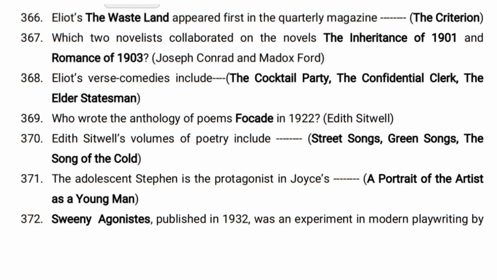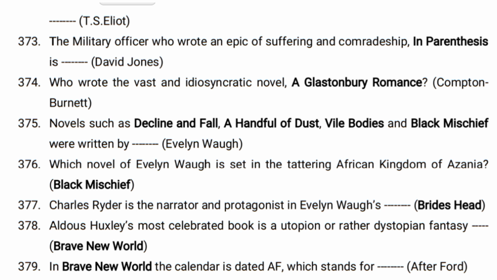The adolescent Stephen is the protagonist in Joyce's A Portrait of the Artist as a Young Man. Sweeney Agonistes, published in 1932, was an experiment in modern playwriting by T.S. Eliot. The military officer who wrote an epic of suffering and comradeship, In Parenthesis, is David Jones. Who wrote the vast and idiosyncratic novel A Glastonbury Romance? Powys. Compton-Burnett.